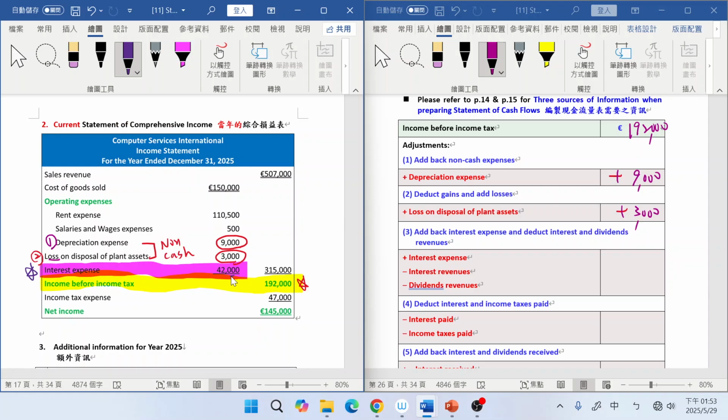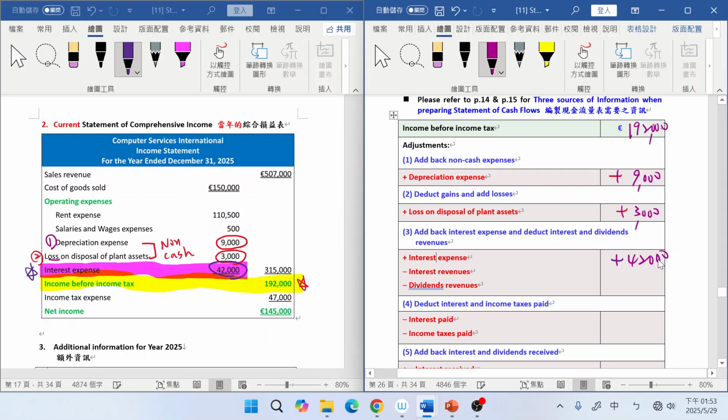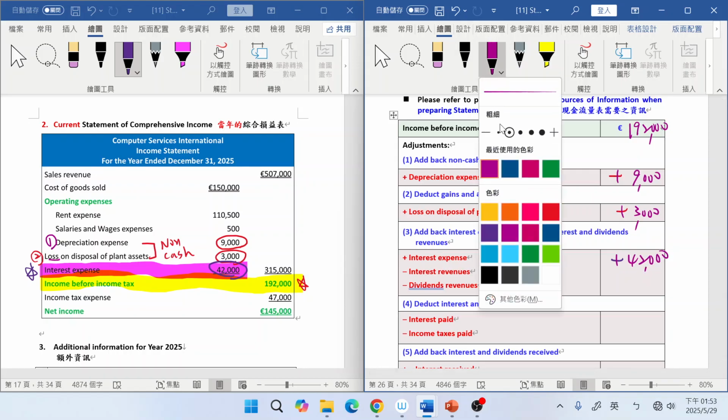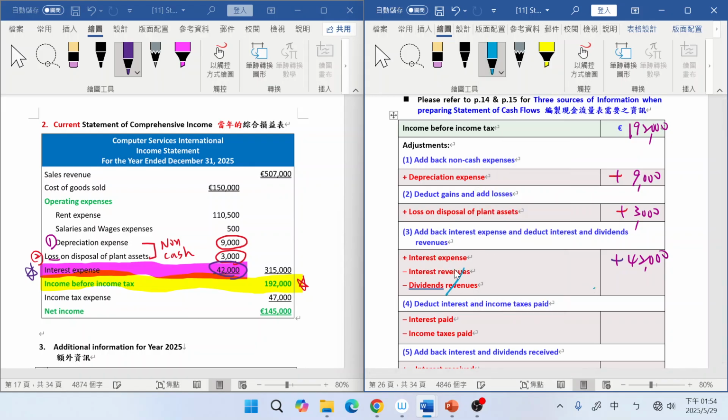Exclude it. How to exclude it? Minus, then you should plus. So only one, $42,000, so plus $42,000. The others, we don't have the information, so ignore them. You don't need to care about them, because we don't have this kind of information. Any questions? So that's step 2.